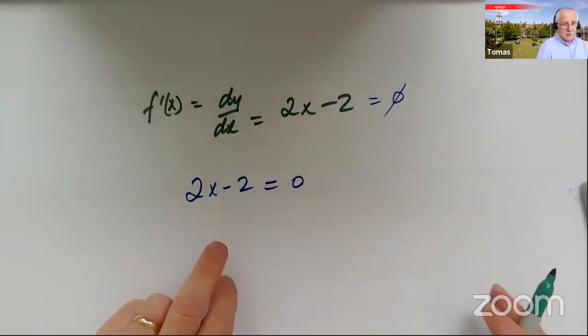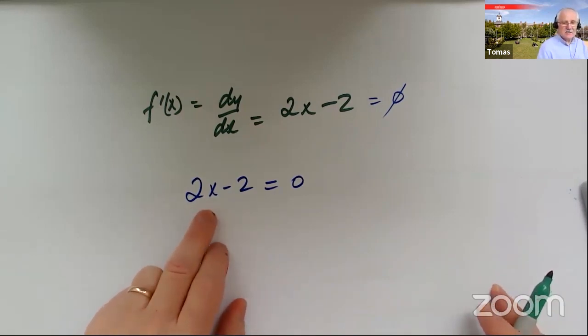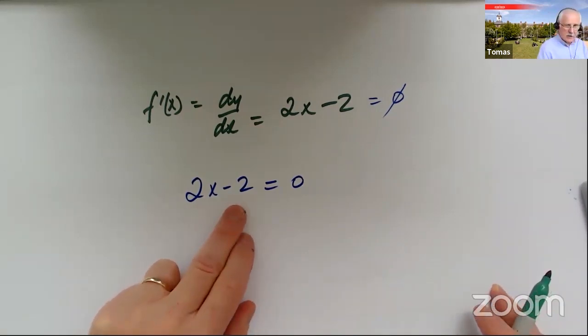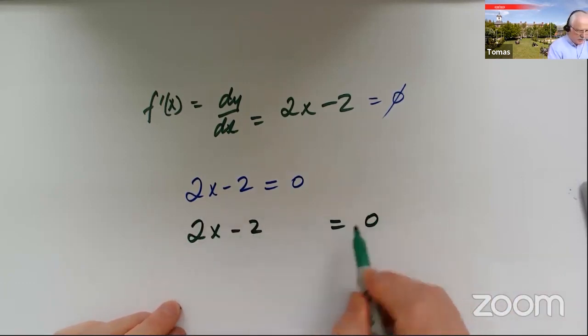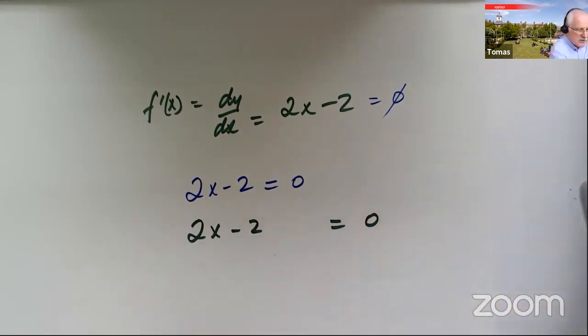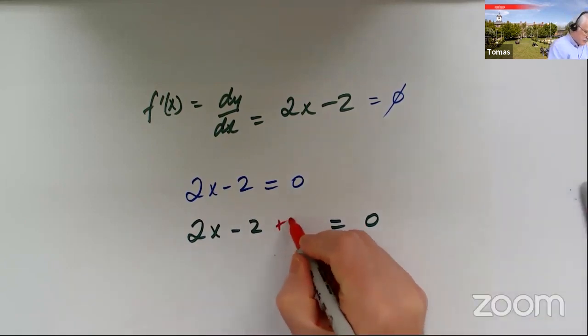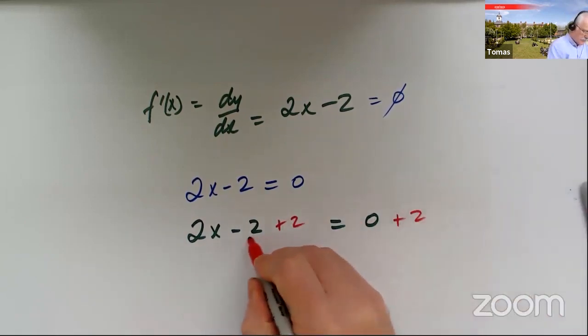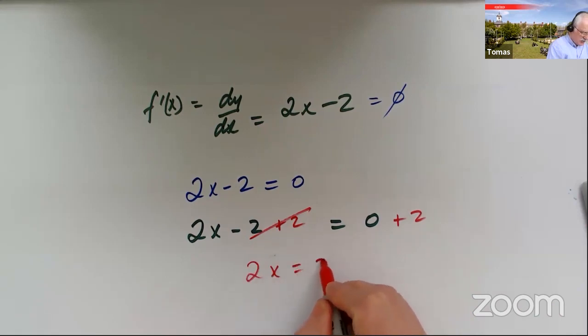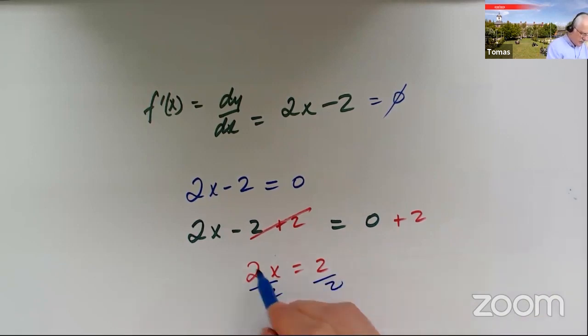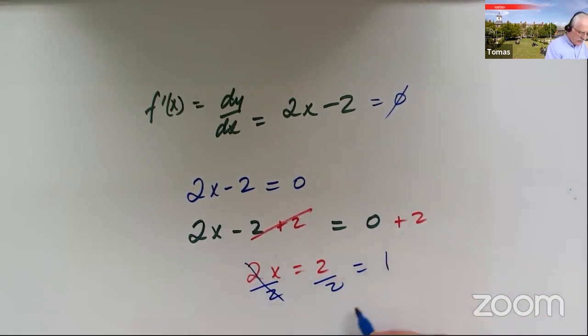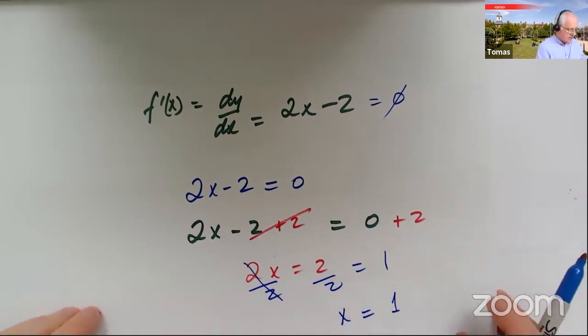That's an equation. We don't like anything on the left-hand side except x. So I don't like the minus 2. 2x minus 2 equals 0. How do I get rid of the minus 2? I say plus 2. So 2x is 2. I don't like the 2x. That's a multiplier. I'm going to divide. x equals 1.